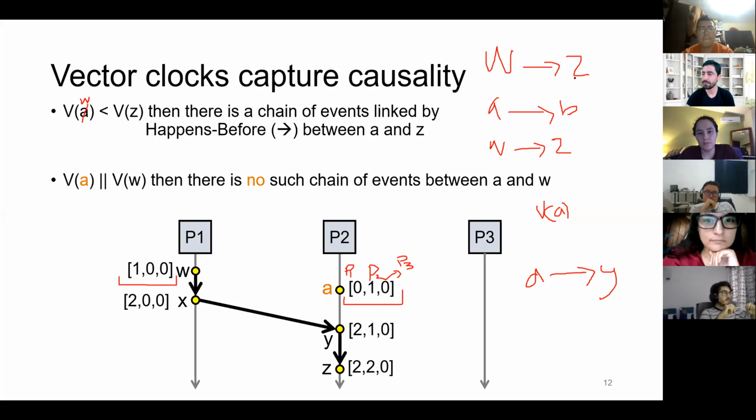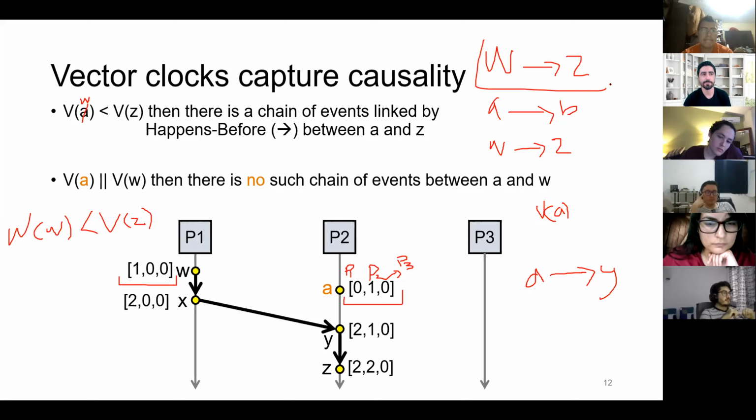Yeah, that's the difference between Lamport clock and vector clock. Vector clock, I can consider both. If I say the vector clock for W is smaller than the vector clock for Z, I can conclude there is a chain of events. The same as seen here. But in Lamport clock, it was not correct.